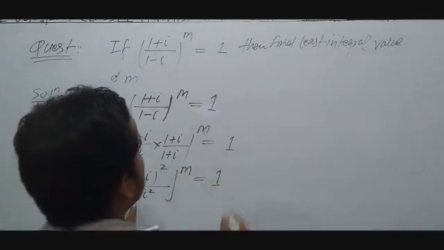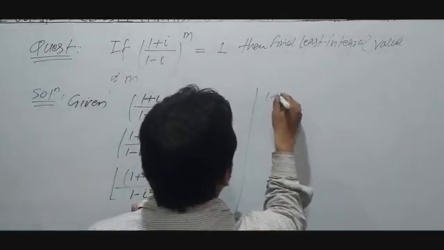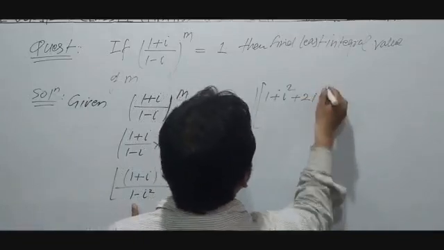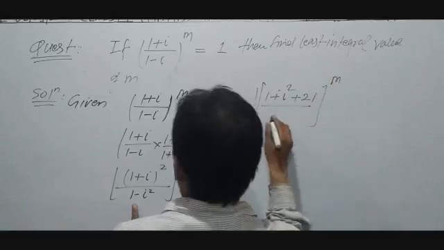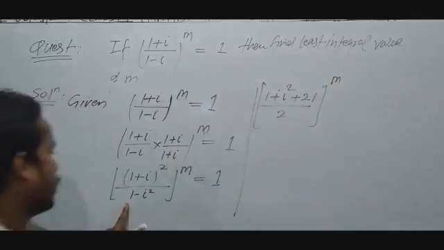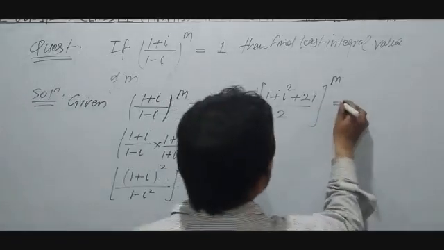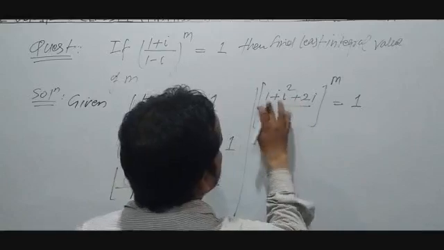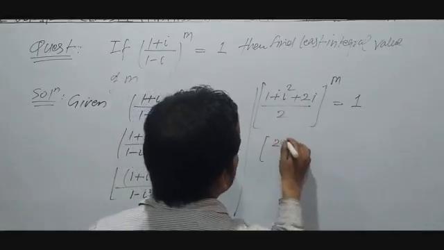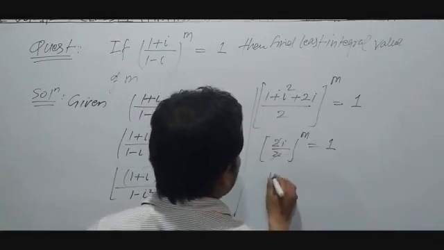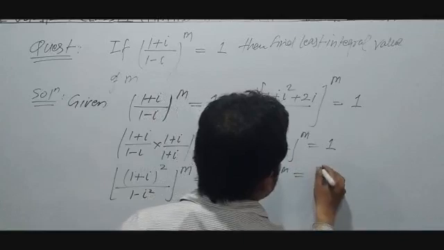Now this one: (1 plus i square plus 2i) power m whole upon 2. This is i square, the value is minus 1, so minus 1 plus 1, minus minus 1 so plus 1, and 1 plus 1 will be 2. Now it is equal to 1. Now this 2 will be cancelled and the result will be (2i whole upon 2) power m is equal to 1. So i to the power m is equal to 1.